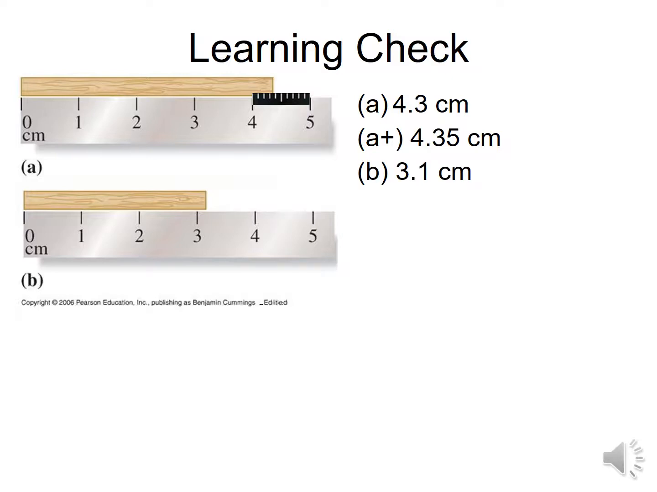Letter B, maybe 3.1, right? If you had the lines, maybe you could say 3.15. But if you don't have the lines between 3 and 4, you just have to say 3.1.